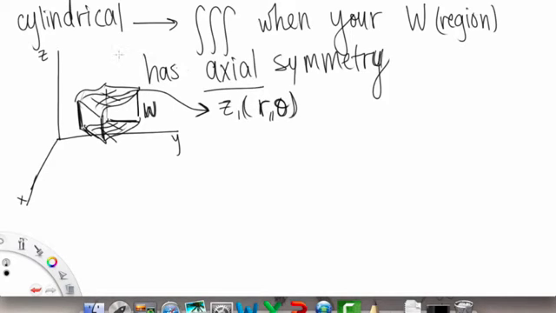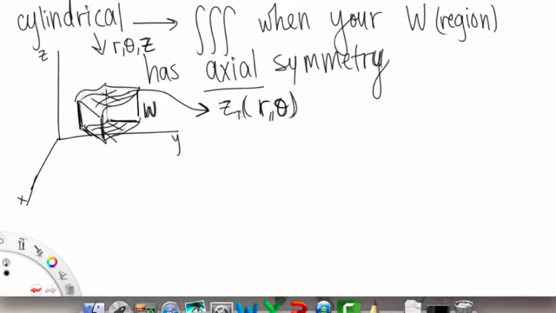Sorry, backtracking here. Cylindrical means our variables are not going to be x, y, z anymore, and they're not just going to be r and theta, because now we're working in 3 dimensions. So cylindrical is polar coordinates, r and theta, plus the z. It's basically polar taken to the third dimension, so you just add the z in. So this z of r and theta characterizes this top surface here.